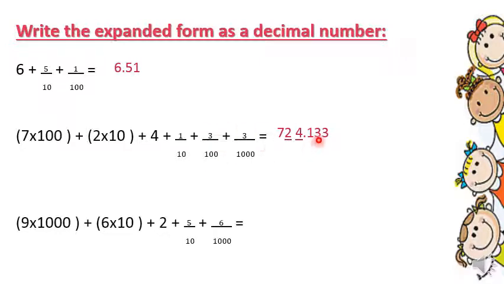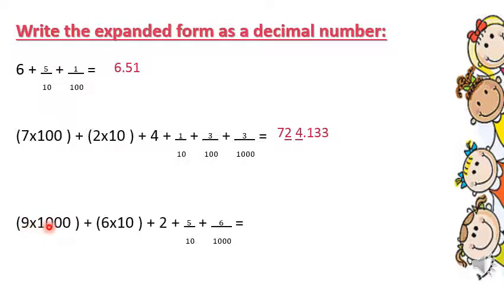3/100, the second digit after the point, and this is 3/1000, the last digit or the third digit after the decimal point. So the number will be 724 and 133 thousandths. Let's move to the last one.